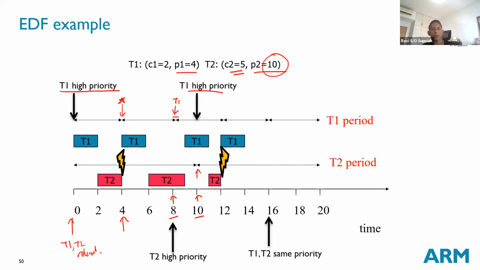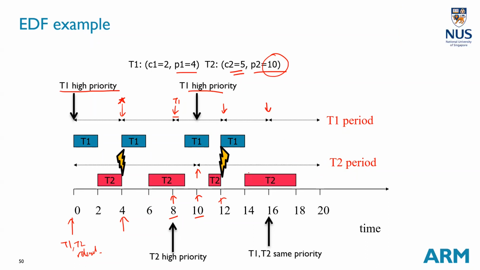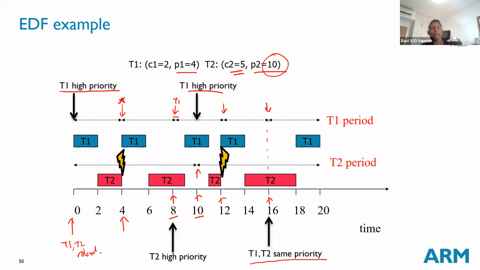Again, the same thing happens. At time t equals 12, another instance of T1 is released, and since T1's deadline is 4 units away, whereas T2's deadline is at time t equals 20, you still give higher priority to T1. So T1 will run, and then T2 will run. Now at this point, you can see that T2's deadline is at time t equals 20, and T1's deadline is also at t equals 20. Both of them now have the same priority because they have the same deadline. If they both have the same deadline, the current task will still carry on, and then the next task will take over.